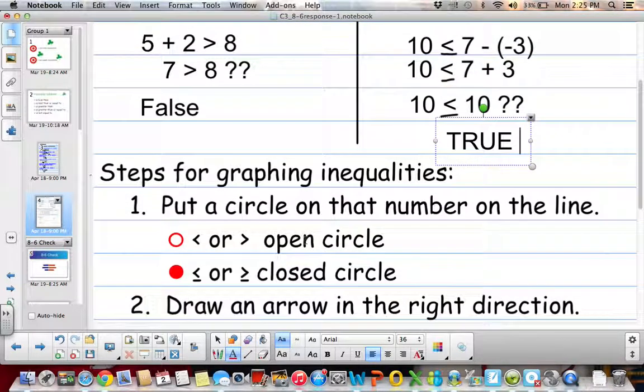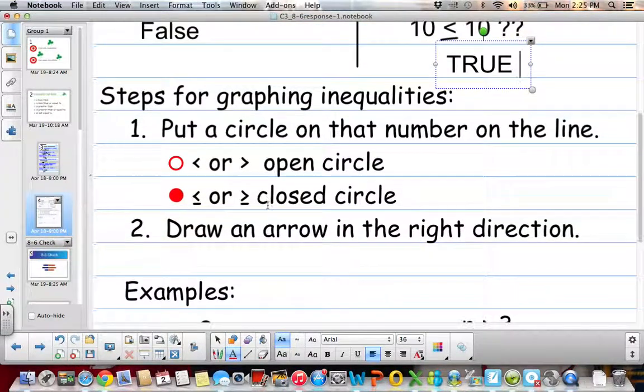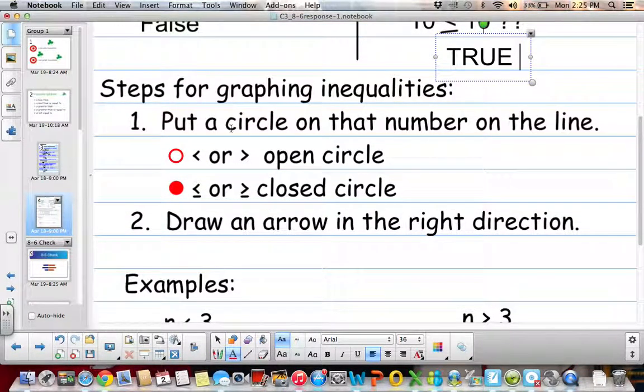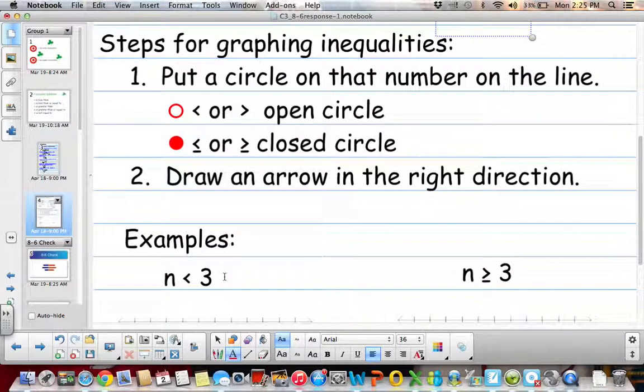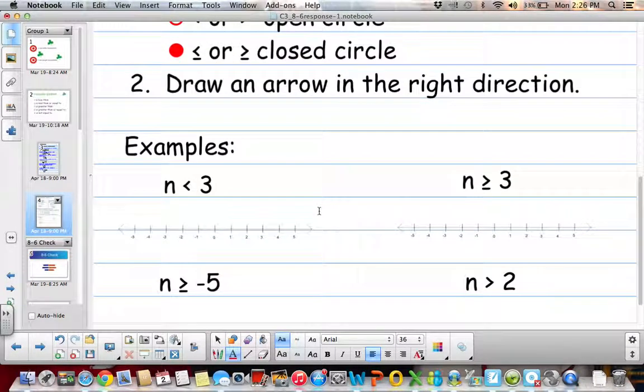Okay, and one more thing on this lesson, we're going to talk about graphing inequalities on a number line. When we graph inequalities, we first put a circle on that number on the line. We use an open circle if it's less than or greater than. We use a closed circle if it's less than or equal to or greater than or equal to. And then we draw an arrow in the correct direction. So let's do a few together.